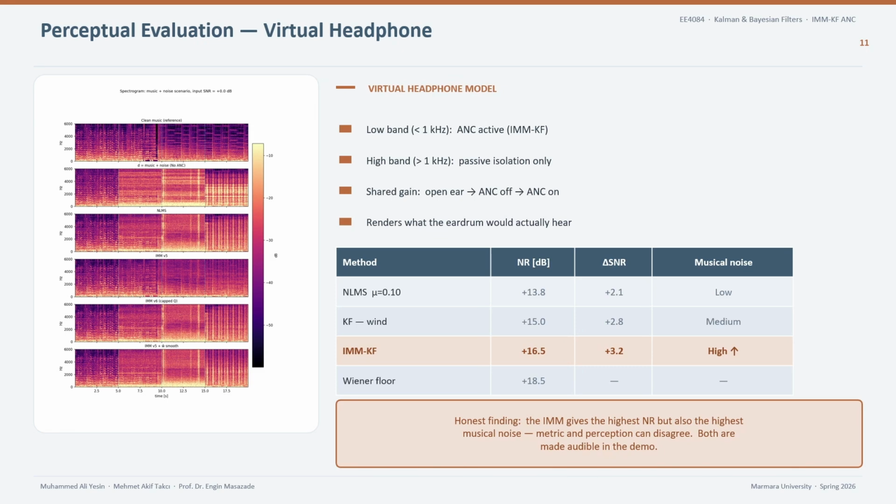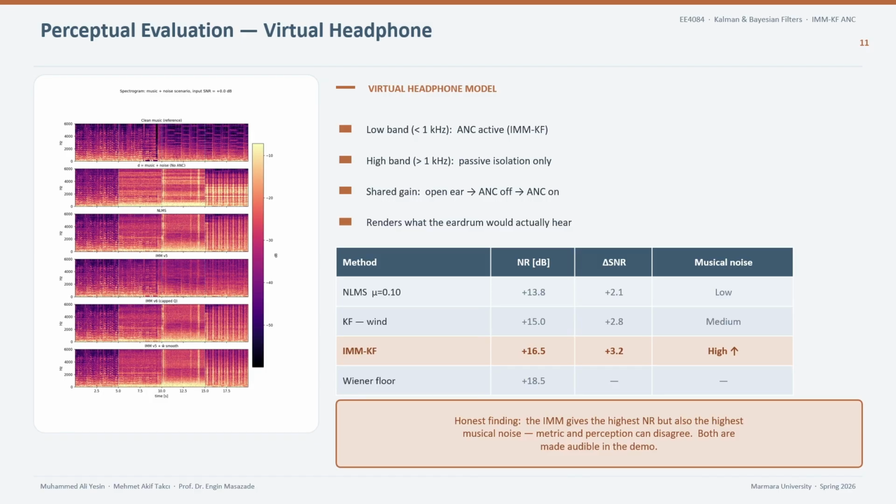Decibels are one thing, but does it actually sound better? To check without hardware, we built a virtual headphone. It models passive isolation in the high band, applies the ANC only in the low band where it belongs, and renders all the versions with one shared gain, so the loudness drop you'd feel is preserved.